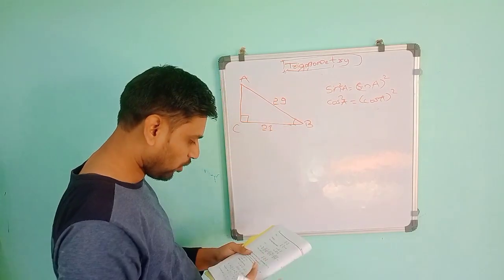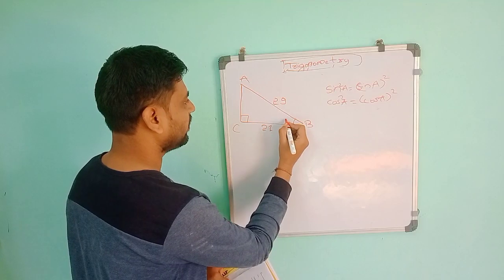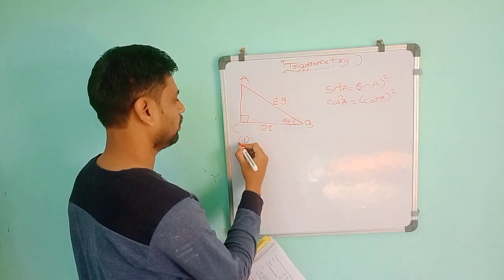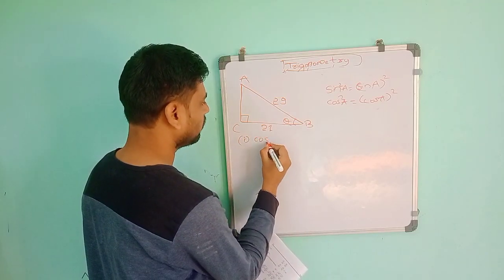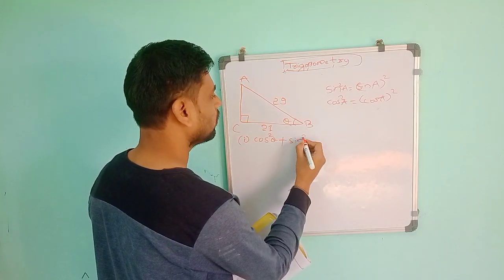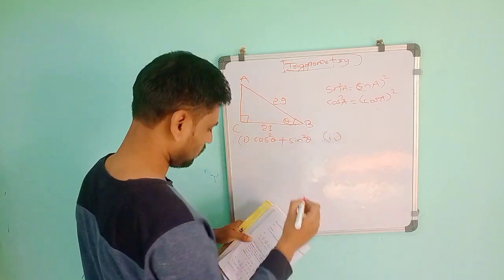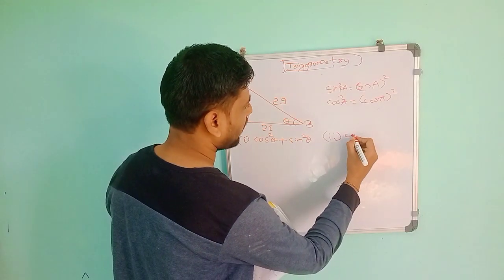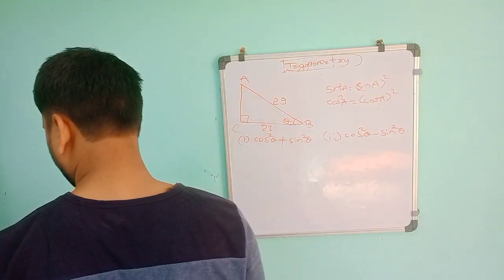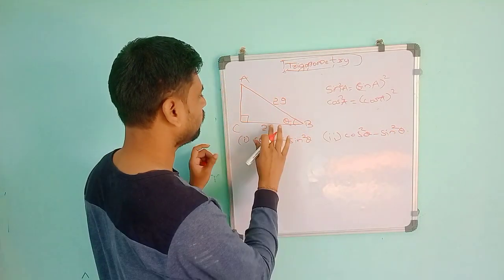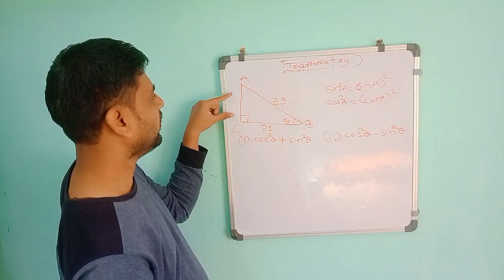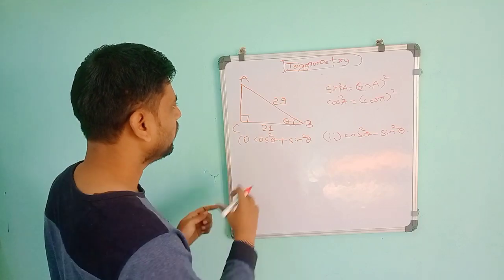Then what we have to find is cos square theta plus sin square theta. This angle is given as theta. You have to find the first one, cos square theta plus sin square theta. Second one, cos square theta minus sin square theta. They have given two sides' values, 29 and 21. So first and foremost you have to find the remaining side of the triangle.